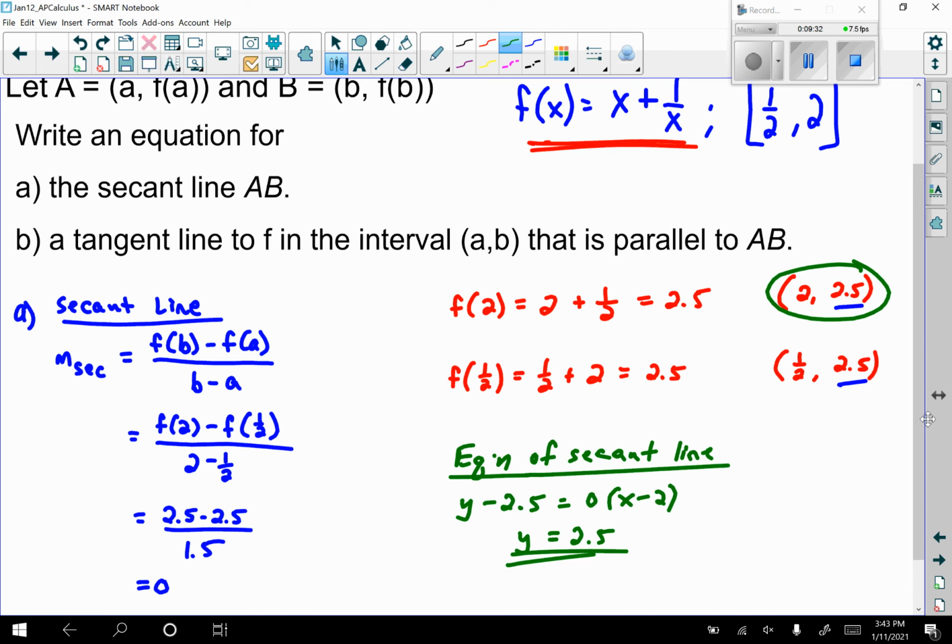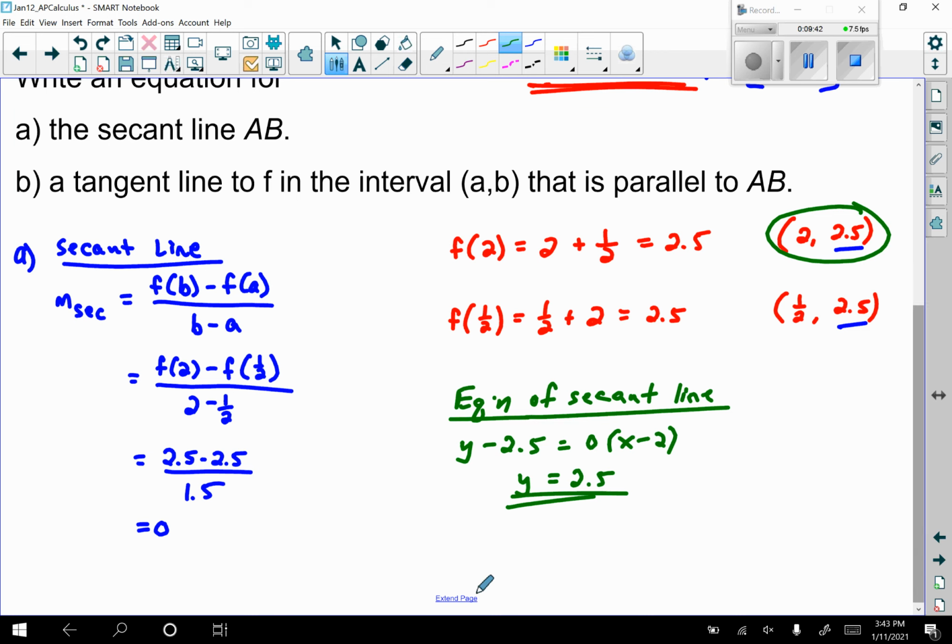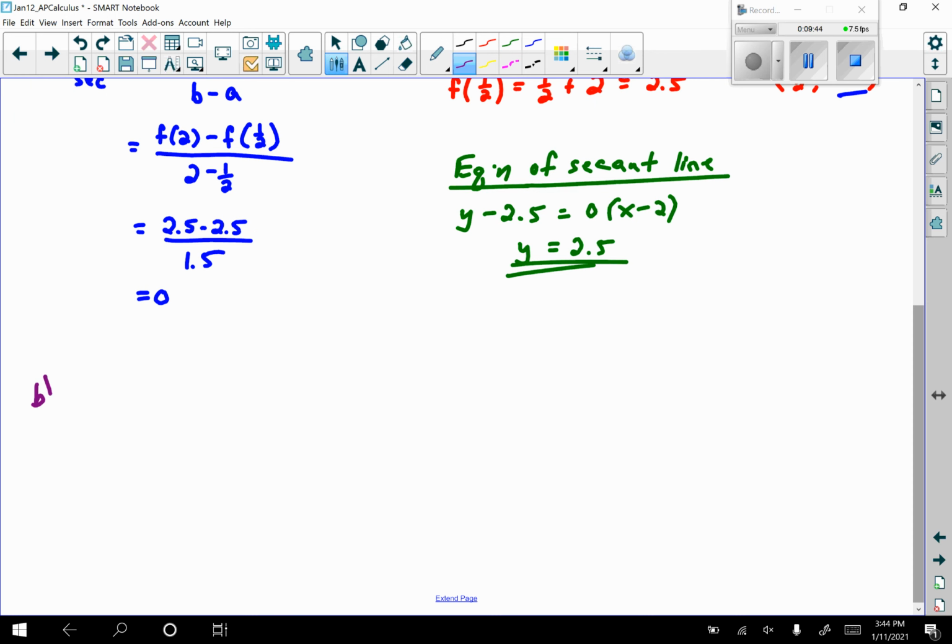All right, now B, we want to find the equation of a tangent line that's parallel to this line. So if we know we have a horizontal line here, we're looking for another horizontal line, or we're looking for our slopes to be the same. So for B, our tangent line, we're going to find that.